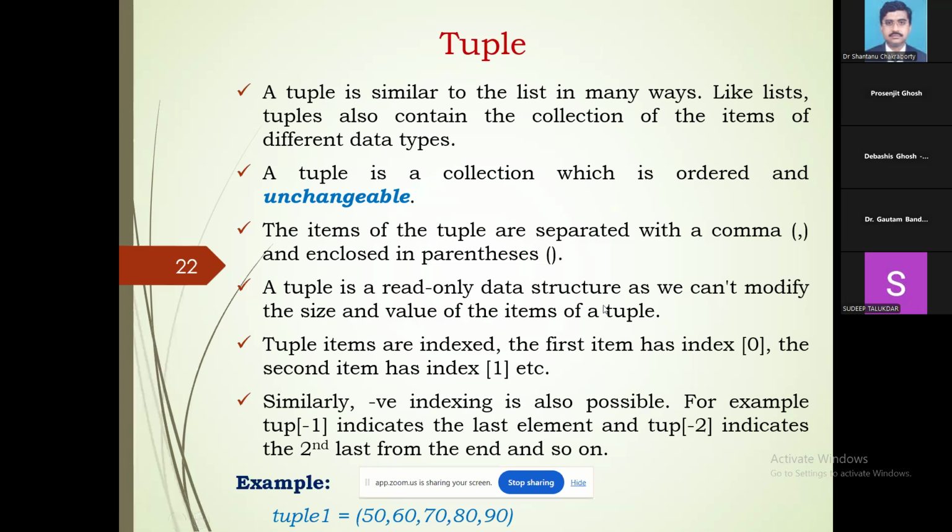Suppose the length of a tuple is, say, 9 elements. The size is 9, and 9 values are given. We can never change the size, and also the values. But in the case of a list, we can change the size as well as the values. And tuple items are indexed same as the list. The first item has index 0, the second item has index 1. Similarly, negative indexing is possible. For example, if I give the tuple -1, it indicates the last element. If we give -2, that is the second last from the end, and so on.